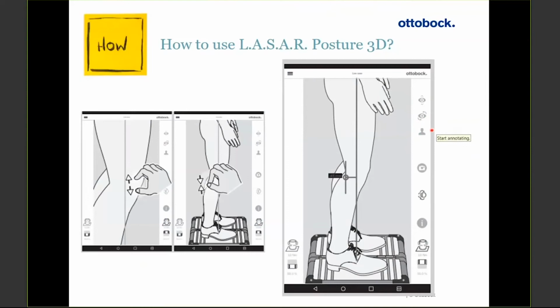The small little person icon here is where you can create a patient profile. You can put as much or as little information as you like about the patient in there. It can be as simple as a name, but you can also capture screenshots, which is this camera icon there. You can capture a screenshot of what you're seeing on the tablet. So if you wanted to record or document your process, you can save each screenshot into the patient's profile.